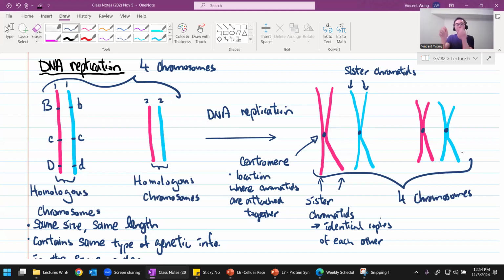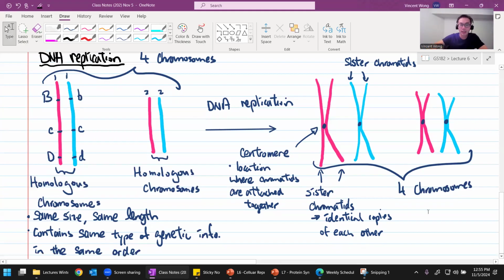It's like those Kit Kat chocolate bars. My kids got a lot of those on Halloween. Together, it's 1. You break it, now you have 2. Now you can share. So still 4 chromosomes, even after DNA replication.